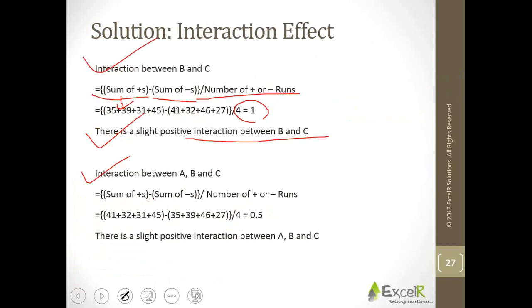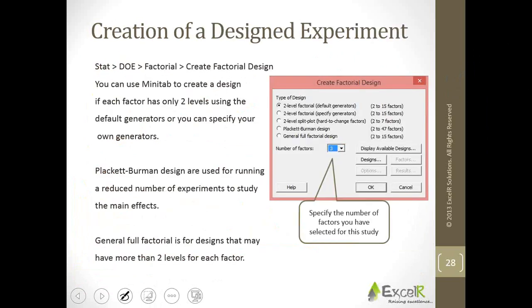Yeah, we sum up the +1s, subtract the sum of -1s, and divide by the number of plus or -1s. So here also we see that there is a slight positive interaction between A, B and C. This is a positive number, 0.5. So there is a slight positive interaction between A, B and C.